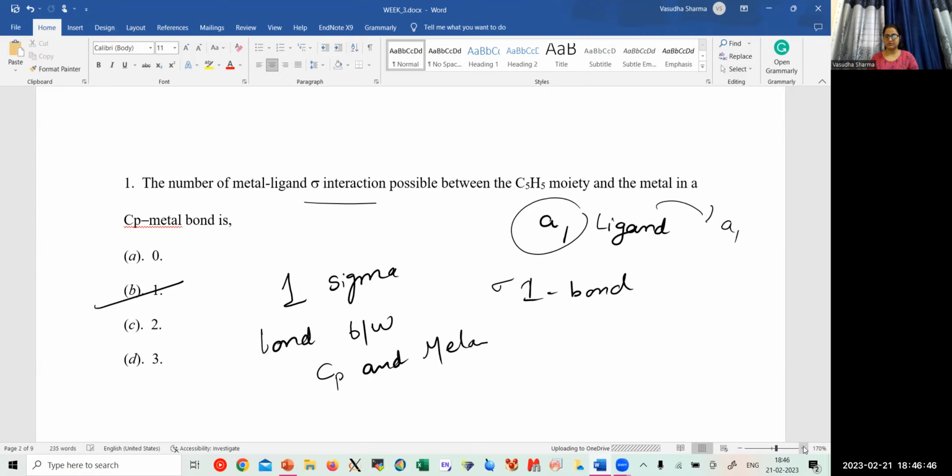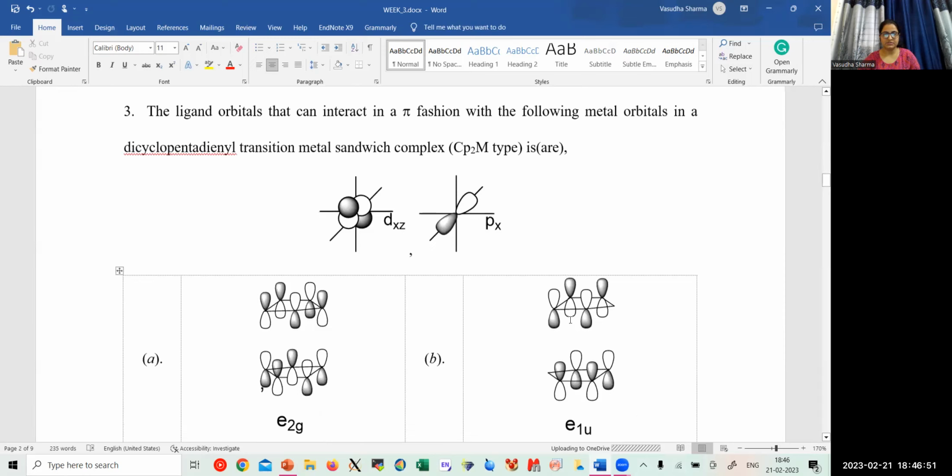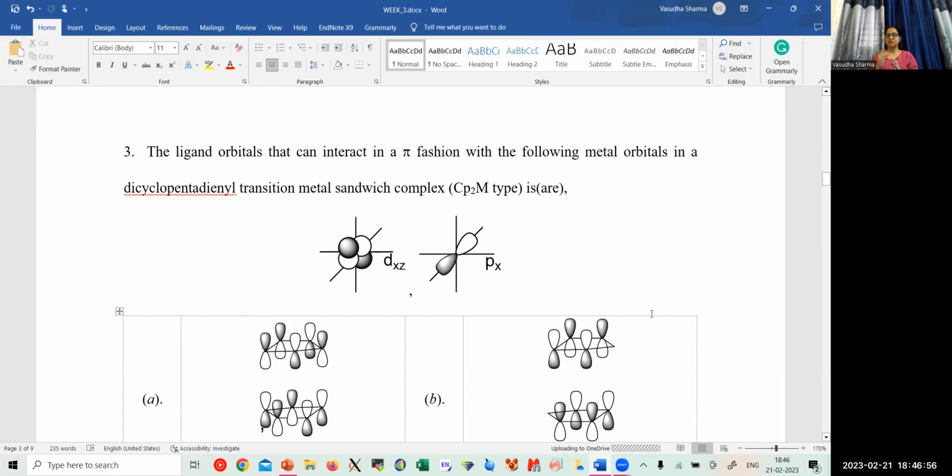Now we have the third question. This is also related to your molecular orbitals, because understanding molecular orbitals is a tedious job. If you understand it very well, you can answer all the questions very easily. So the question says: ligand orbitals that can interact in a pi fashion. Now we need to find out the ligand orbitals. The first question was about the metal orbitals, where the ligand orbitals were given. Here the metal orbitals have been given, and you need to find out the ligand orbitals.